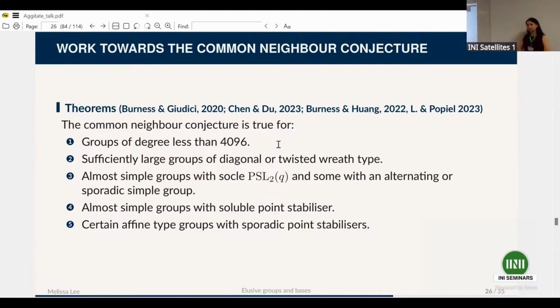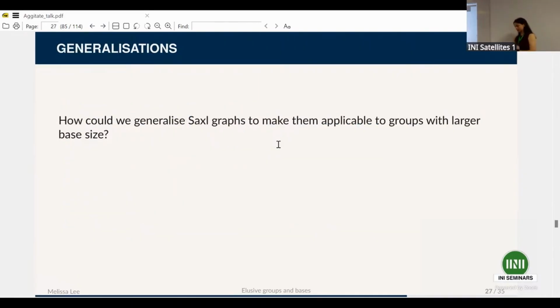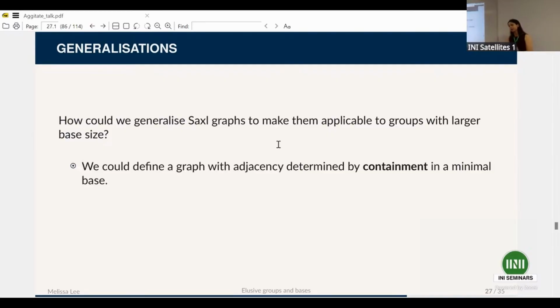Right. So the thing about the definition of Saxl graphs is they only really are interesting for groups with base size exactly 2. And as I said, we're very interested in primitive groups with a base size of 2, but of course there are all sorts of groups out there that don't have base size 2. So maybe we want to generalize the notion of a Saxl graph to work for groups of any base size. There's a couple of ways that you can do this.